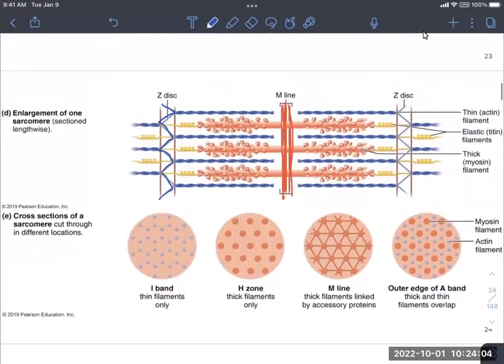You can also see these elastic filaments, these yellow parts in here. These are from titin. They are a protein that helps to kind of stabilize those myosin filaments.